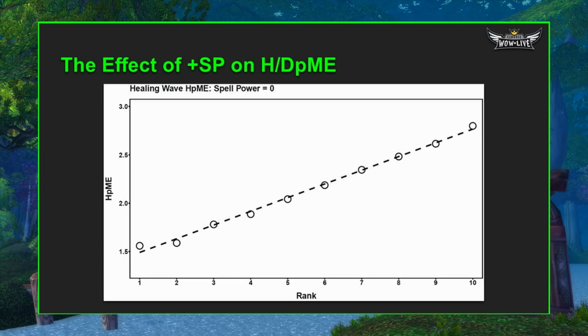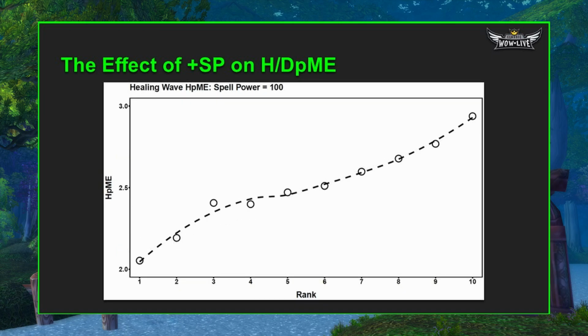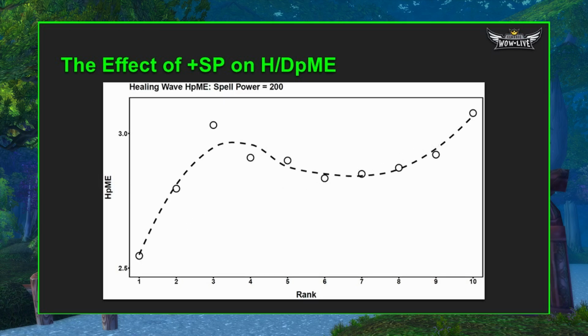In the next few slides, we're looking at the relationship of HPME with increases to your bonus spell power. At 0 spell power, it's a very linear relationship. Adding 100 spell power, you start to see this non-linear relationship start to form. By 200 spell power, it's clear to see that rank 3 is rising up rather quickly in the HPME. Rank 10, however, at this point is still the most mana efficient.